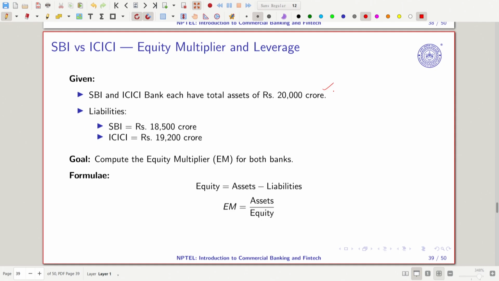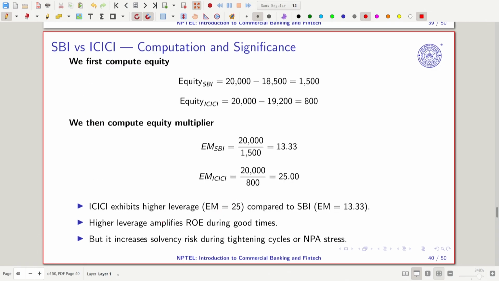ICICI has liabilities of 19,200 crores. So compute the equity multiplier for both banks. Here, equity is equal to assets minus liabilities. So how much is the equity? The equity multiplier, as we know, is assets upon equity.